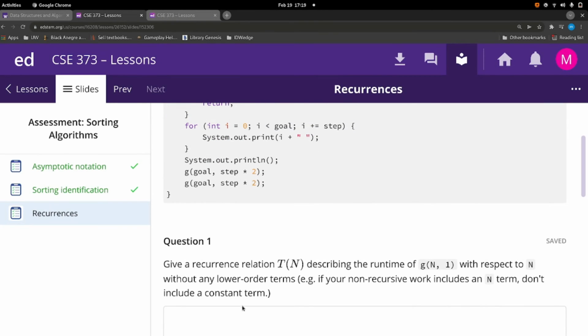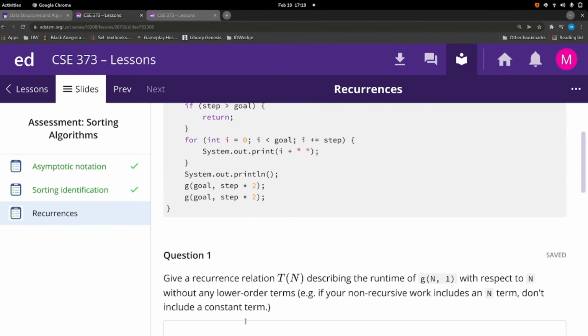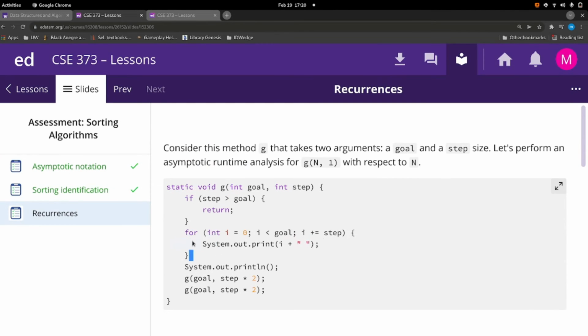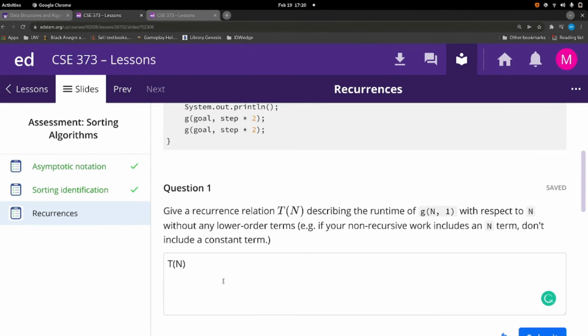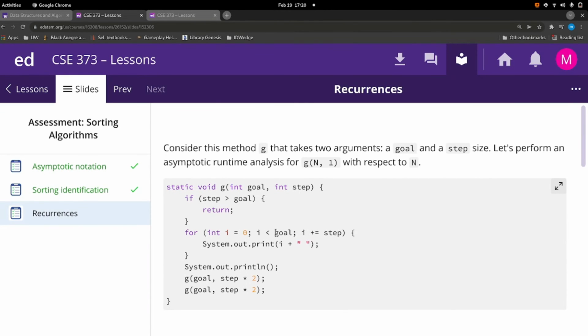So at first, we have to give a recurrence relation T of n describing the runtime of G of n, 1 with respect to n. So at first, for T of n, I'm going to look at the non-recursive part. T of n would just be equal to n, because you have to loop through the whole goal, which is n.